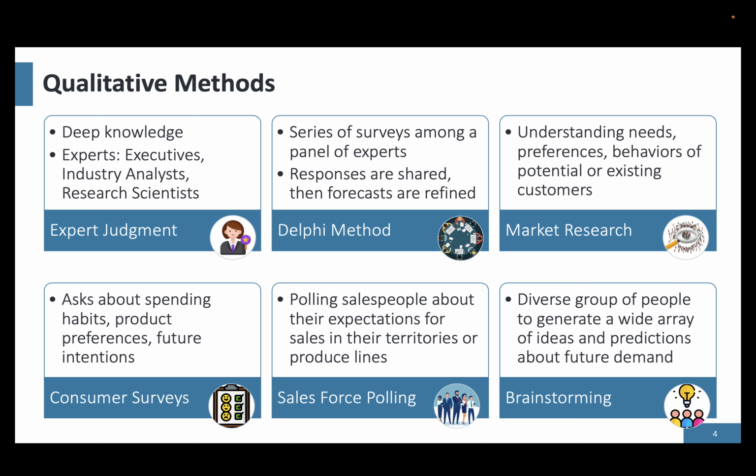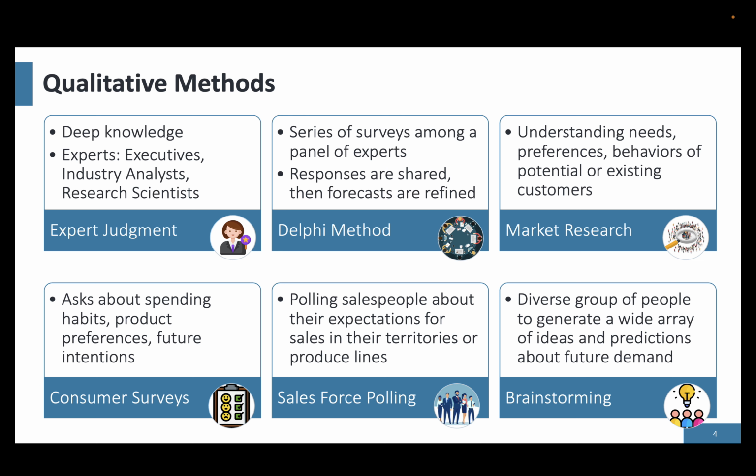Now, although qualitative methods offer invaluable insights, they do have some limitations or downsides. So it is subjective because human judgment can be influenced by your emotions, your perceptions, and your biases. It can be hard to replicate, right? So different experts might come to different forecasts using the same information. So consistency can be hard.